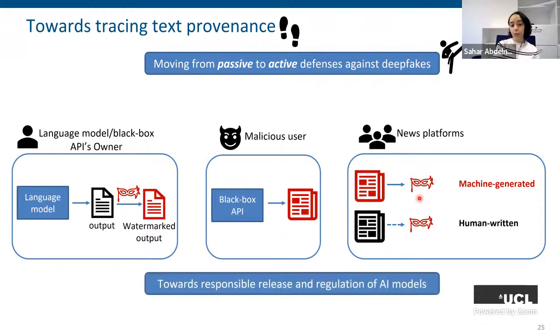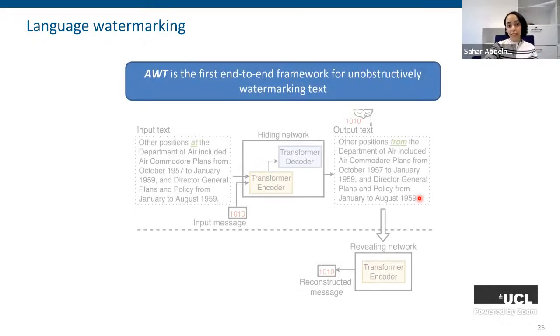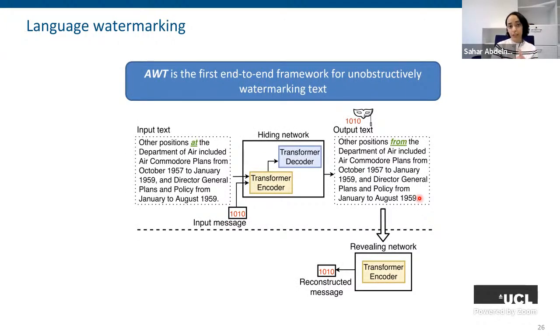So the idea here is that we want to enable model owners and technology with a way to responsibly release the technology and possibly regulate the use of such AI models in order to avoid the risks. Currently, in that work, we assumed black box access to the API, and therefore we relied on post-processing watermarking. For that, we introduced AWT, the first end-to-end framework for watermarking text in a learned way, without relying on rule-based substitutions or any paired training data.